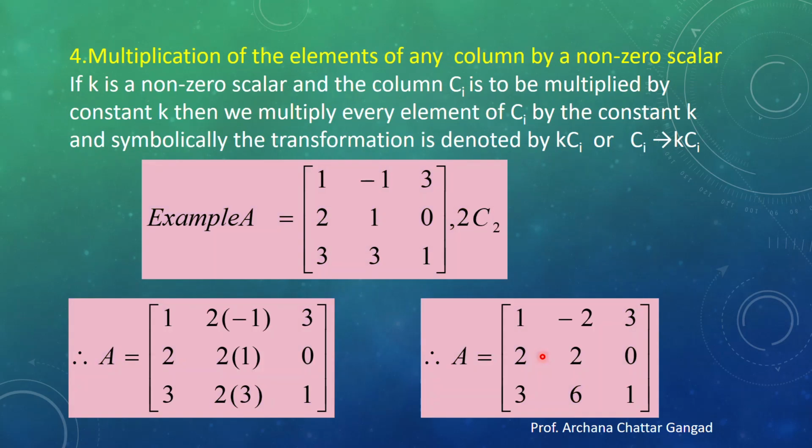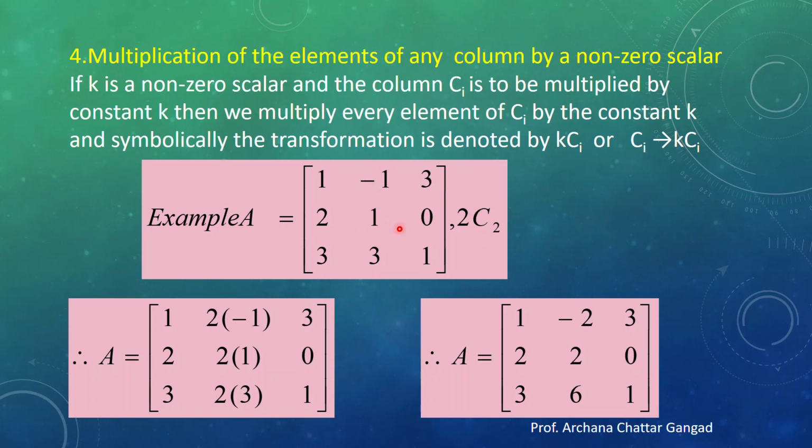Now the next one, the same for the column: a non-zero scalar for the column. If k is a non-zero scalar, and the column Ci is to be multiplied by the constant k, then we multiply every element of Ci by the constant k. Symbolically we denote it as Ci arrow k into Ci. Which column will be changed? The Ci-th column will be changed.